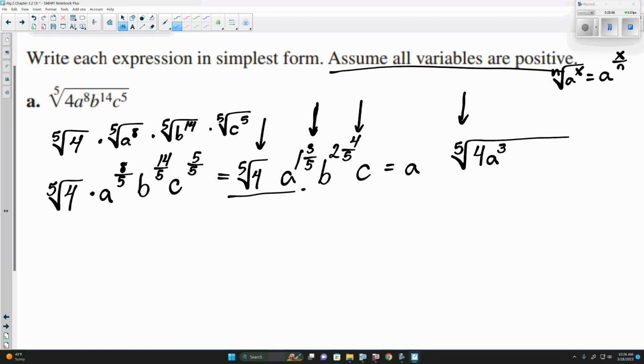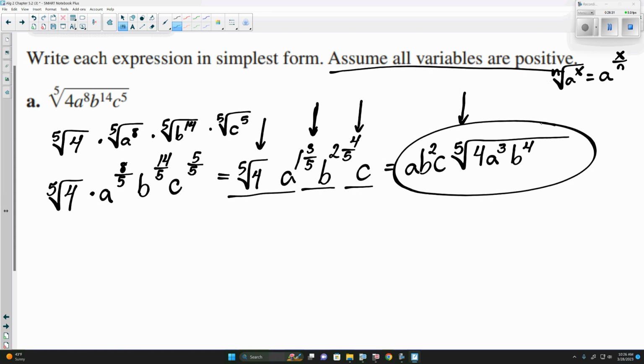Let's look at B. How many come out of the radical? 2, because we got 2 whole parts out of the fifths. And how many are left inside? 4. And C, how many come out? How many stay inside? 0, because 5 over 5 reduced to 1. And that's it.